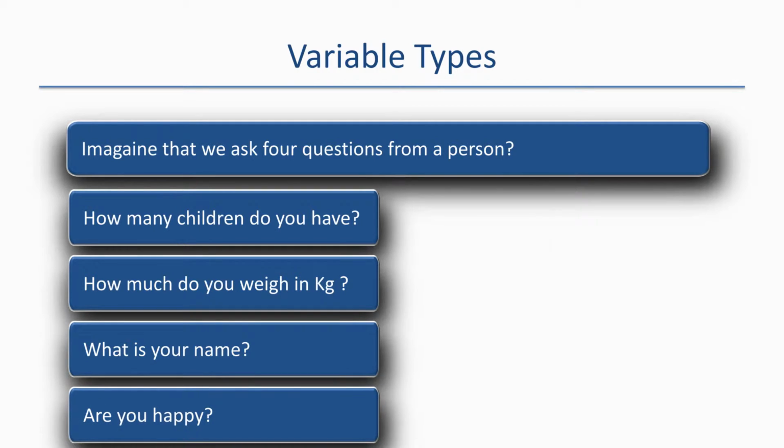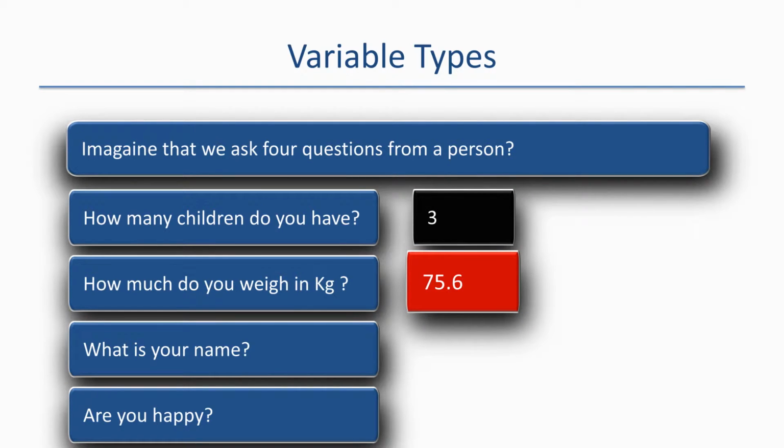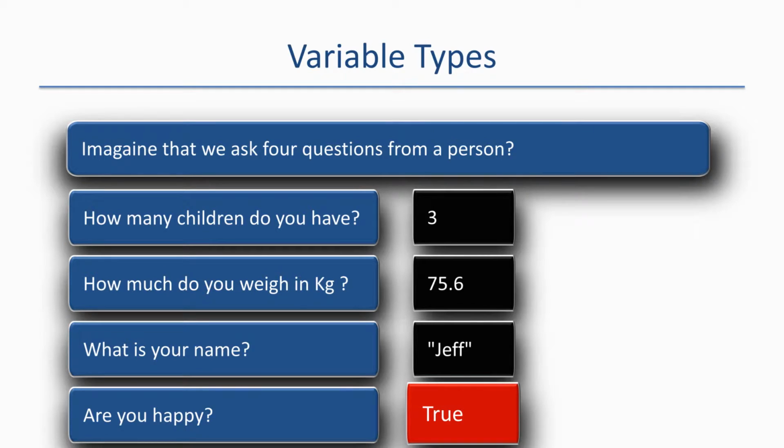Let's imagine that the answer to the first question is, I have 3 children. I weigh 75.6 kilograms. My name is Jeff. And yes, I'm happy. It is true. You can immediately notice that the answers to these questions are of different types.